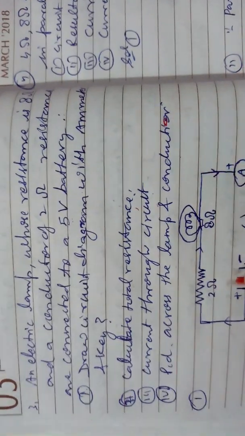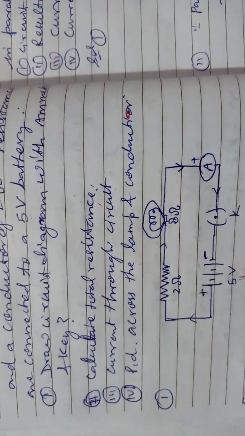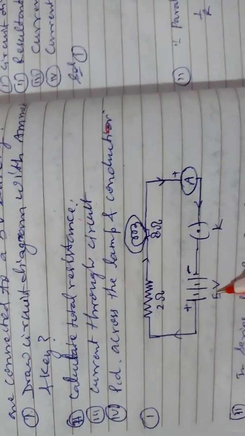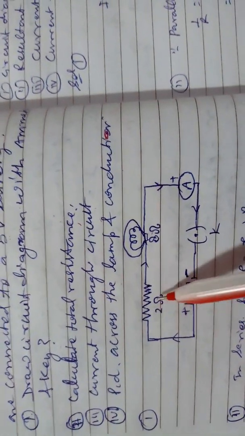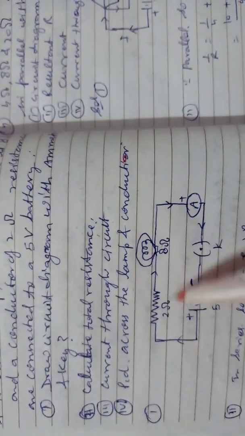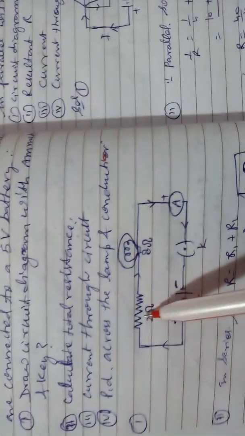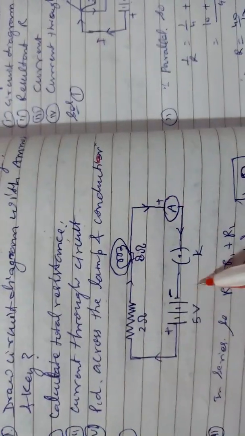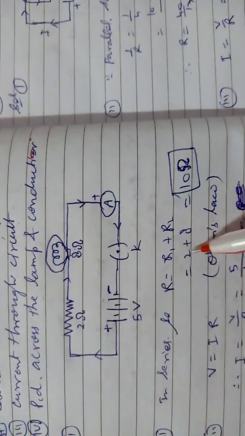So you are getting, first of all, the circuit diagram: 2 ohm, bulb 8 ohm, and then you will draw this. Battery, then resistance, then bulb, then ammeter, and then key. Closed key is this circuit you are seeing here. Second part, series combination. Because these both are connected in series, one end is with the battery and the other end is this. So 8 plus 2, R1 plus R2, formula, 10 ohm.